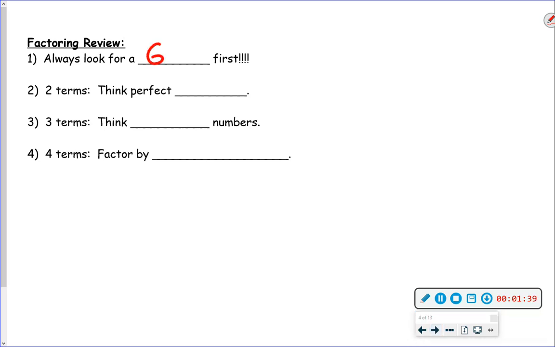We're always going to look for that GCF first, greatest common factor, something in common in all of the terms. Two terms, we're going to think about using perfect squares, just like in our warm-up problem. Three terms, of course, like letter B in the warm-up. That's where we're thinking about that little magic number game, something that multiplies to whatever and adds up to the middle. And we didn't see this in the warm-up, but we'll see one today. You know how to do this. Four terms, of course, we factor by grouping.